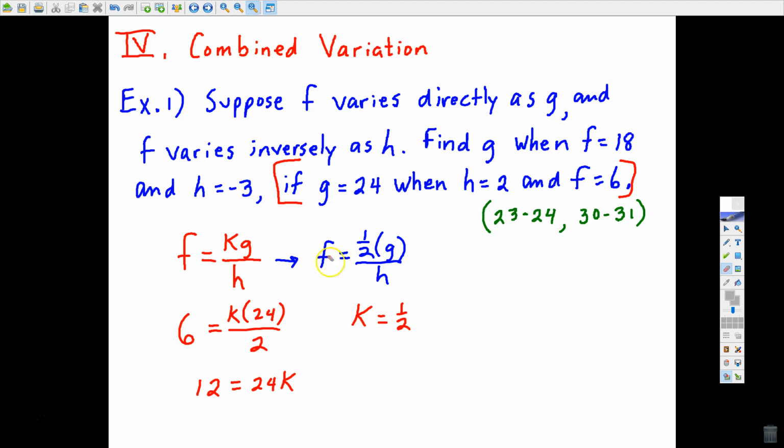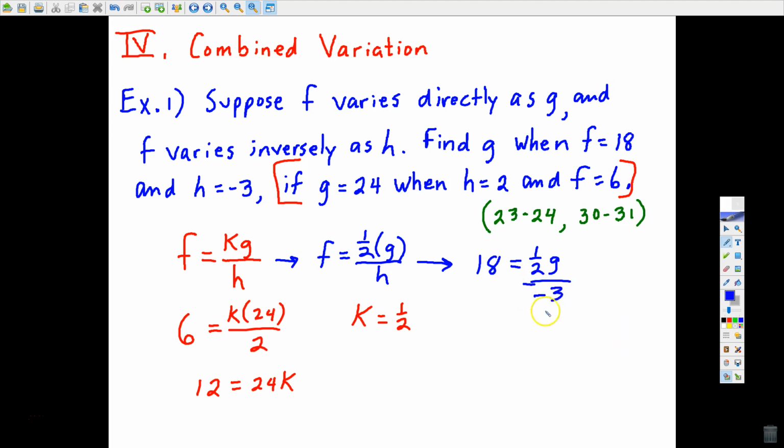We've got this function, it's really a combined variation function, and now we're ready to come up with the answer for g. Let's find out what g is if we replace f with 18 and we replace h with negative 3. Alright, so taking what we just wrote, I'm going to let f become 18, and I'm going to let h become negative 3.